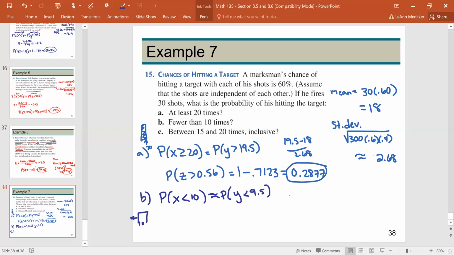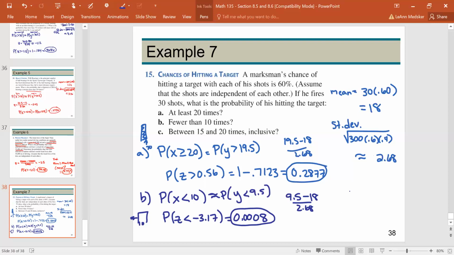So my z-score for that would be 9.5 minus 18 divided by 2.68. That's the probability that his z-score is less than negative 3.17, which is very, very small. Remember, we usually say that most of the data is between negative 3 and 3. And if you look this up in your table, you'll see that it's almost an impossible chance with his level of accuracy in shooting that he would only hit 9 or less, essentially.